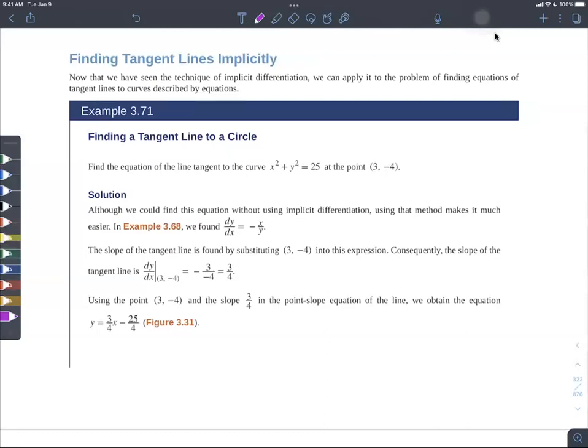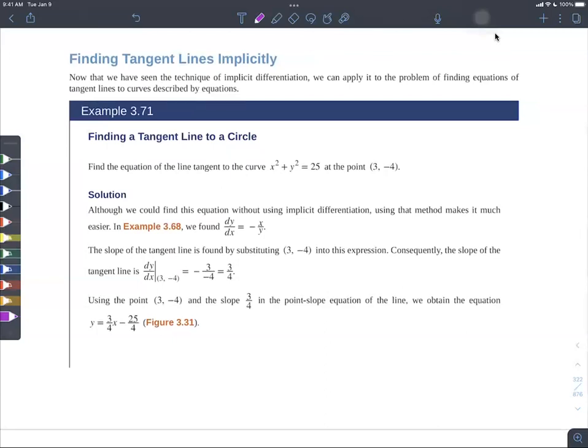Okay, so now that we have seen the technique of implicit differentiation, we can apply it to the problem of finding equations of tangent lines to curves described by equations. And this is actually the problem we did earlier, right? Finding a tangent line to a circle. Find the equation of the line tangent to the curve x squared plus y squared equals 25 at the point (3, -4).